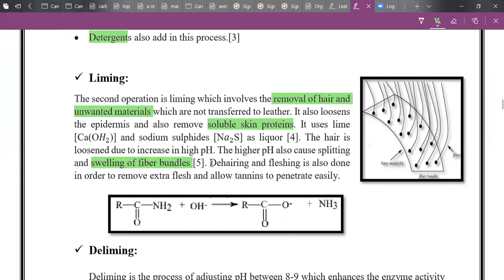Dehairing and fleshing are also done in order to remove extra flesh and allow tannins to penetrate easily.